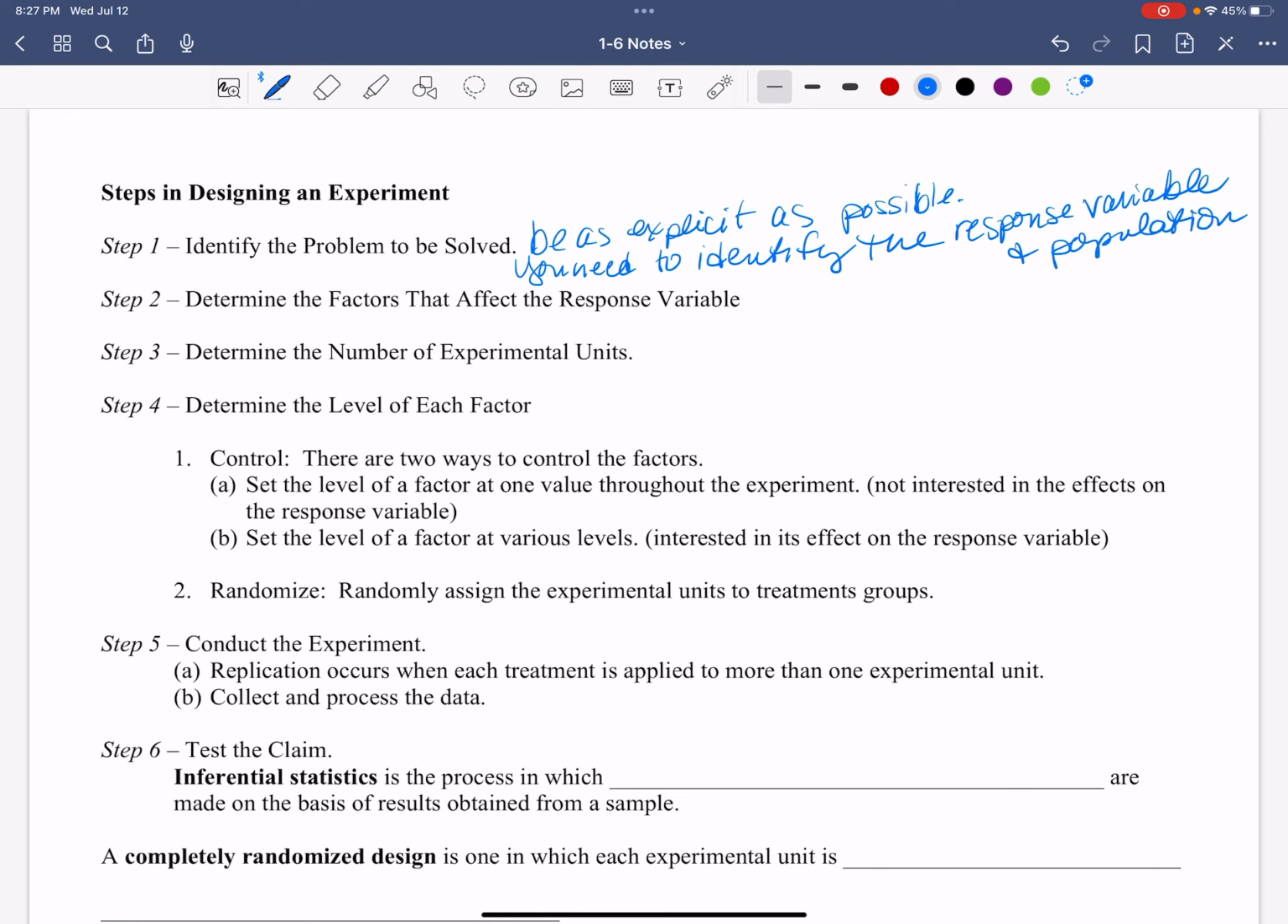Because what's my outcome, right? That's what we want to figure out. What is going to be my outcome? That's a response variable. What am I getting out of this deal? And what's my population? Who are we actually doing the experiment on, right? So what's the concept behind that?